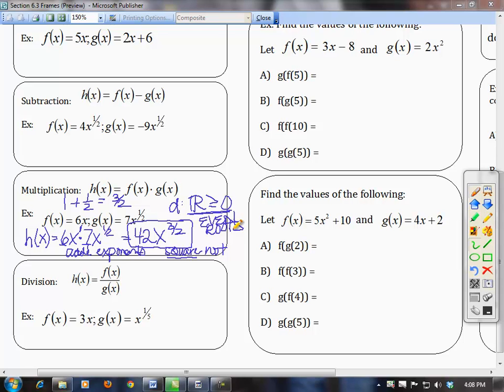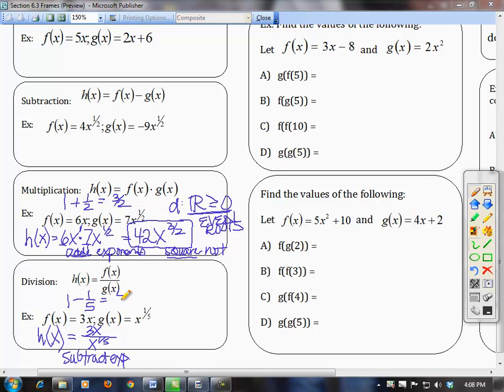Last one in this section is division. So in order to find h, I need to divide f and g. So I have 3x over x to the 1/5. Now let's talk about how this works. When we multiplied, we added our exponents. When we divided, we'll subtract our exponents.